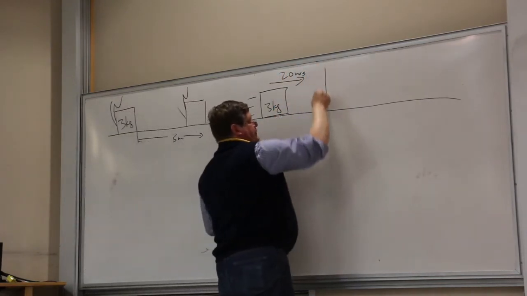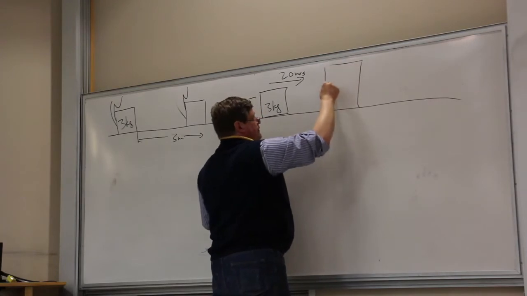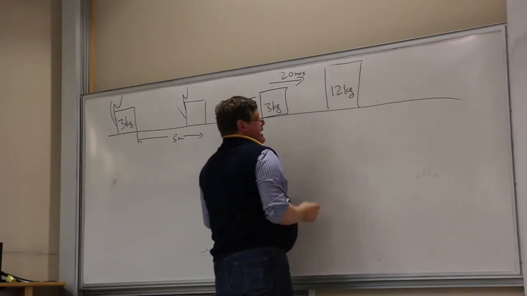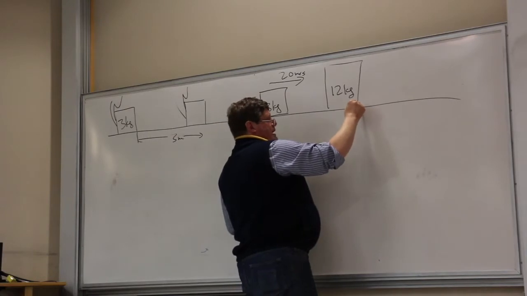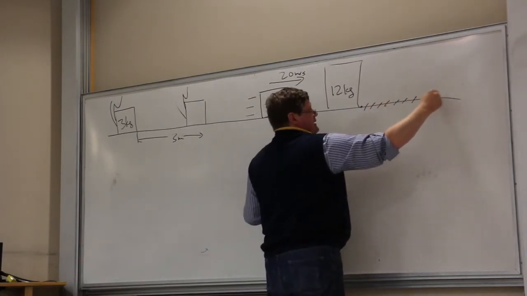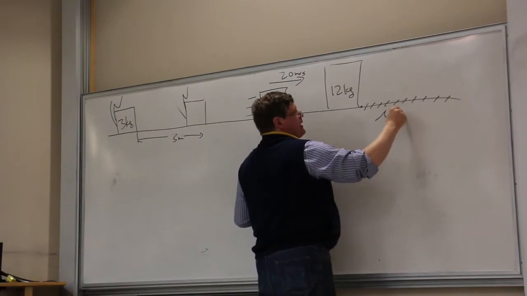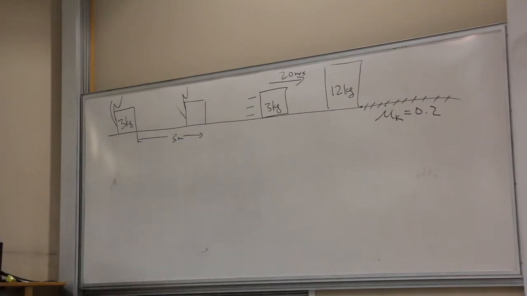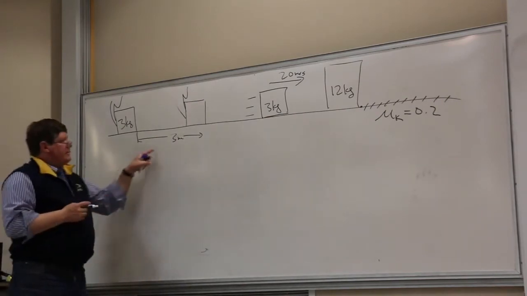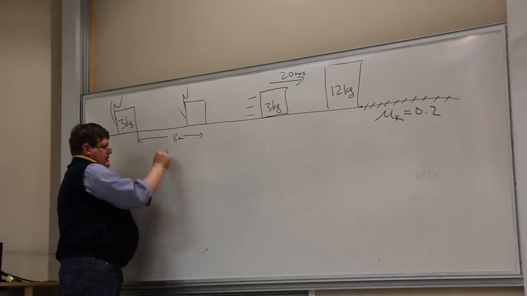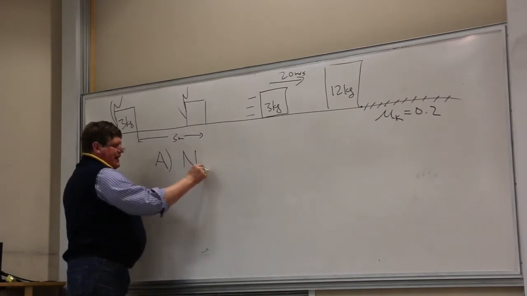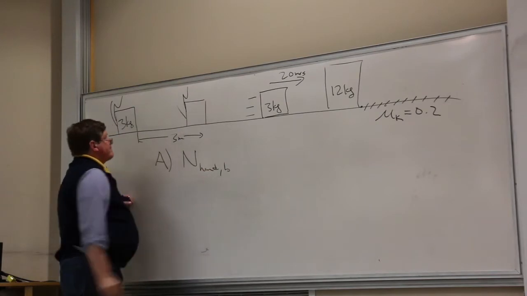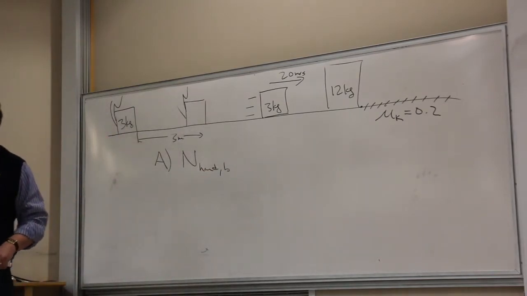It then collides with a much larger block of 12 kilograms. And right after that block, there's a rough section of track that has a coefficient of kinetic friction of 0.2. Now, remember, we're always deciding, is this energy or is this momentum? The first part of the problem asks, what's that normal force by the hand on the block? How big is that force?